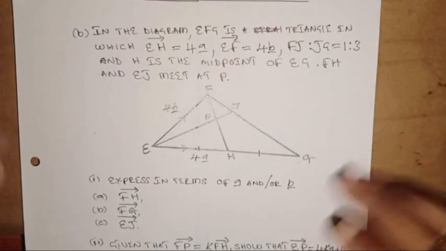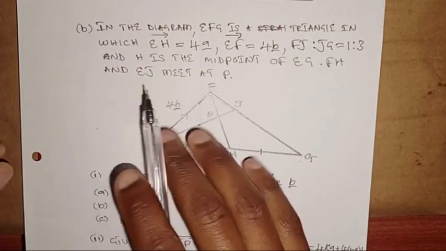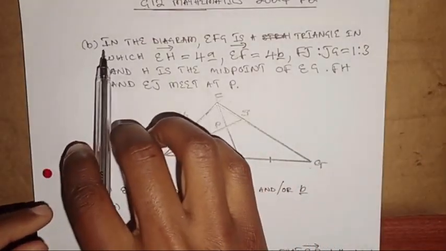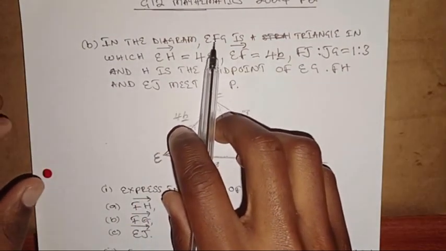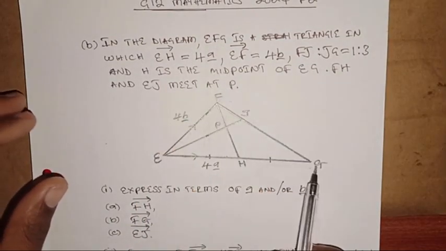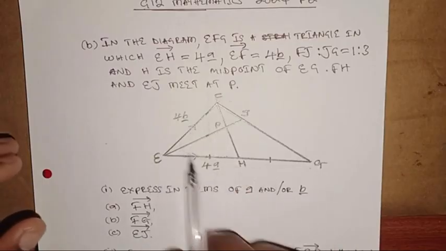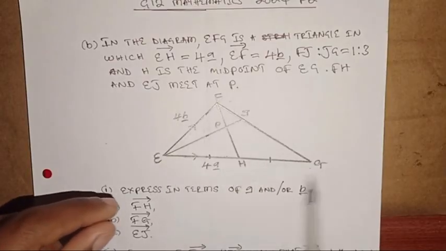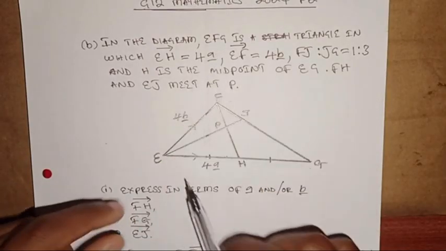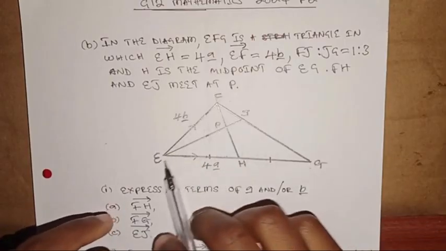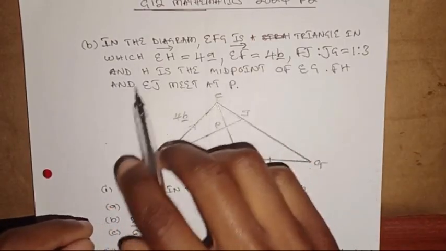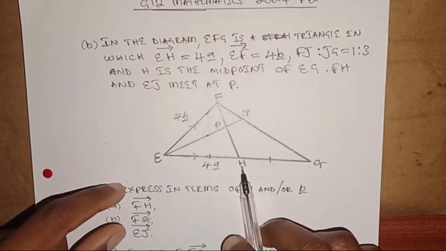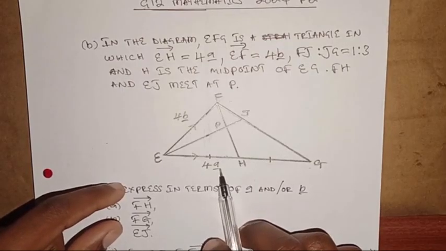So this is the question. Hopefully you are able to see. I'm going to be as quick as possible in reading these instructions. So let us begin. This question says that in the diagram EFG, as you can see, these outer vertices that form the triangle are the ones that we are referring to here. So EFG are forming a triangle in which EH is equal to 4a, as you can see.